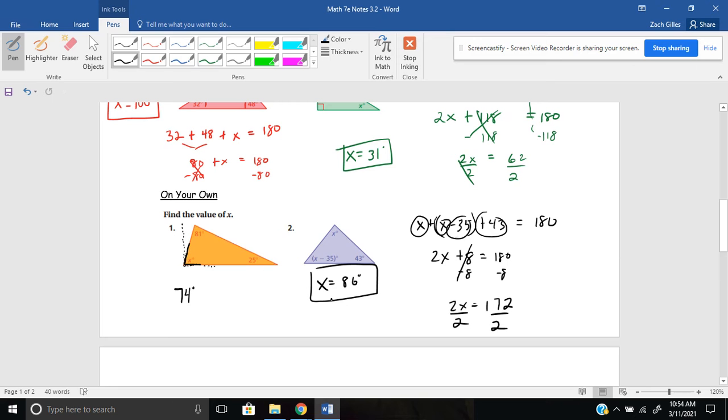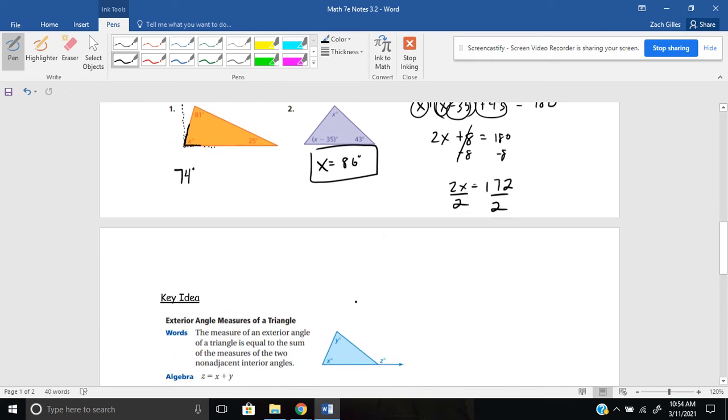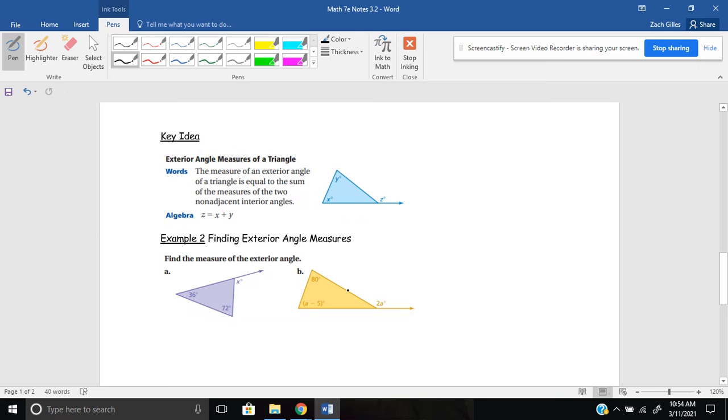If you have questions on either of those, please come let me know. All right, those are the rules for the interior angles of a triangle, or the inside angles. Next, we're going to look at the rules for exterior angle measures of a triangle. Okay, so it says the measure of an exterior angle, or the angle on the outside of a triangle, is equal to the sum of the measures of the two non-adjacent interior angles.